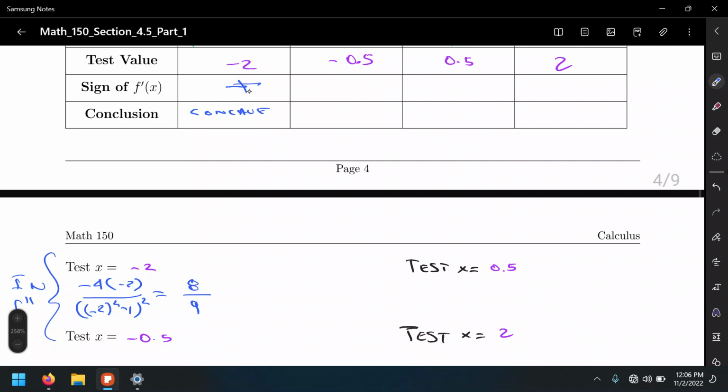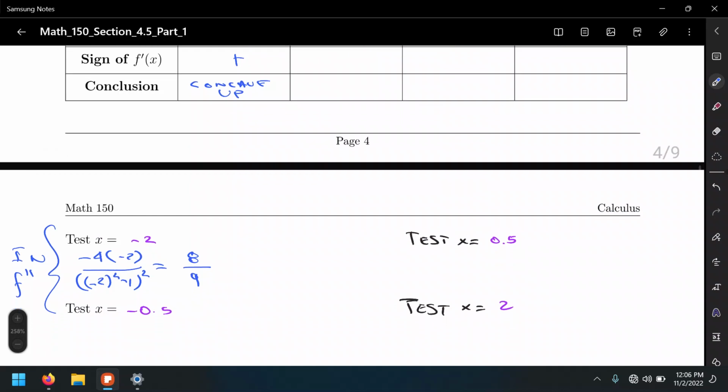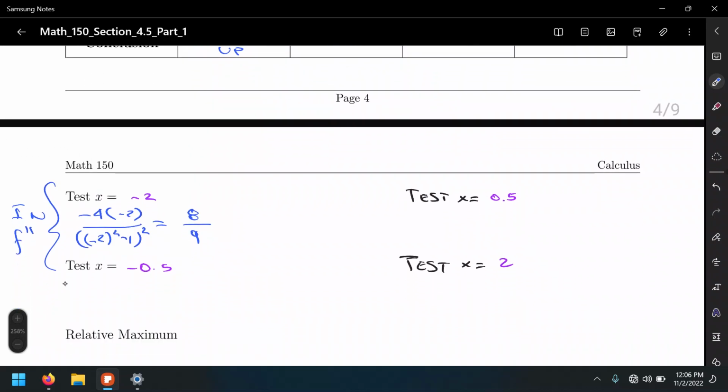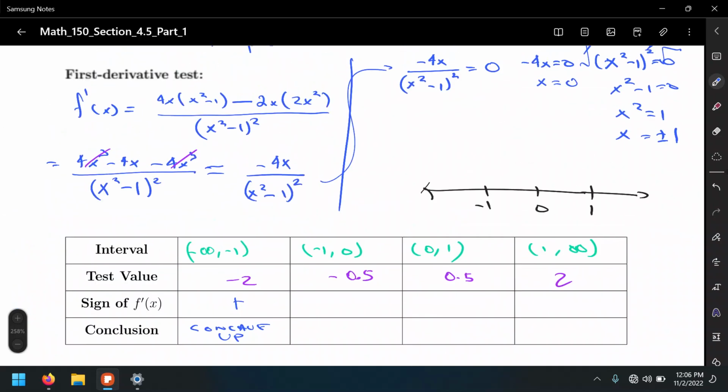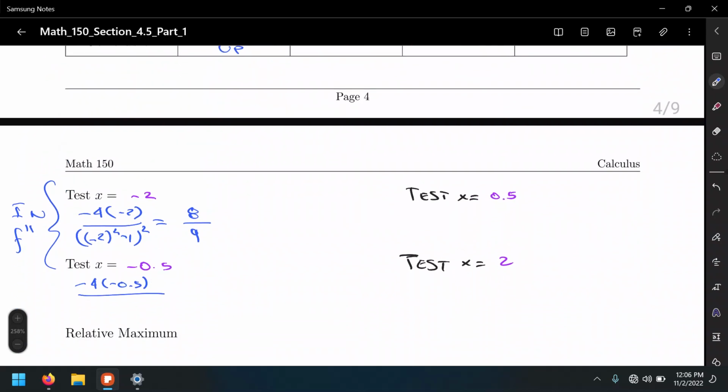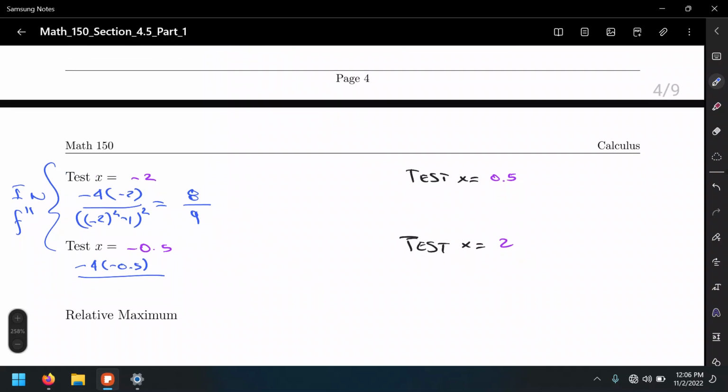Concave up. Now, test -0.5. Testing -0.5, that's -4 times -0.5 quantity squared. Oh wait, hold on. Oh no, that's fine. Wait. No, that's fine. It's not squared. So that's a negative times a negative. That's also positive. And that's 5 times 4, that's 20.